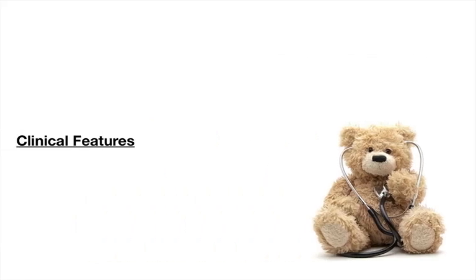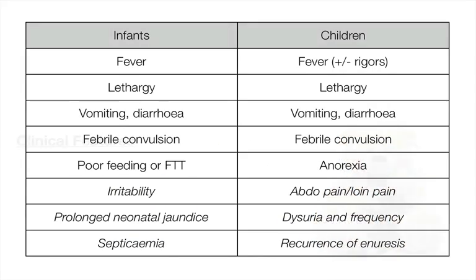So now for the clinical features. Infants present less specifically than children. Just to go through a few of the symptoms, there's usually fever in both infants and children, lethargy, vomiting or diarrhea, febrile convulsions, and either poor feeding or anorexia. Infants also become irritable, can have prolonged neonatal jaundice and septicemia, while in children they have more specific symptoms such as abdo pain and very commonly frequency and dysuria.